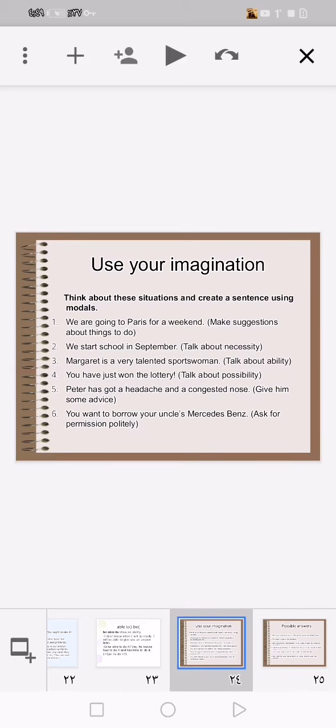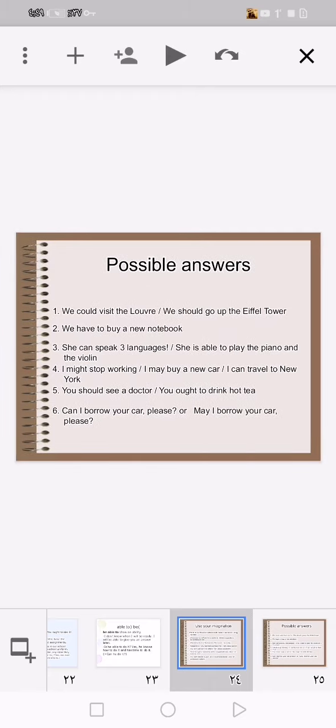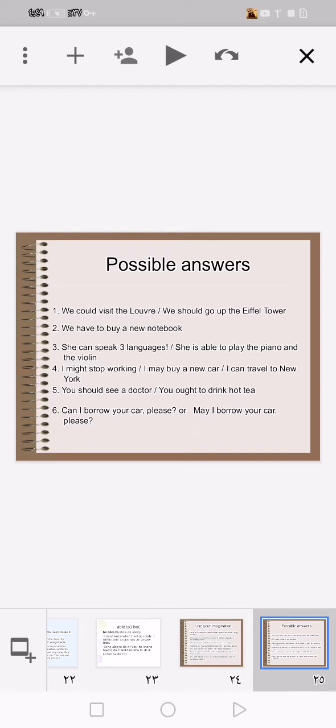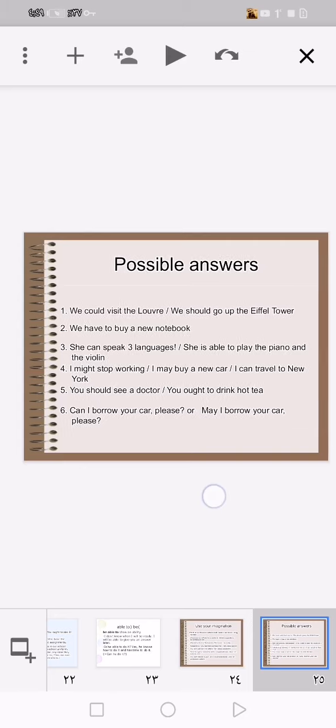Number 3: Margaret is a very talented sport woman. Talk about ability. الإجابة راح تصير: she can speak 3 languages. She is able to play the piano and the violin.